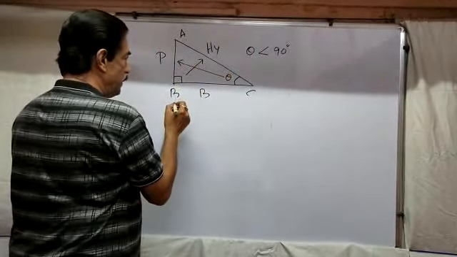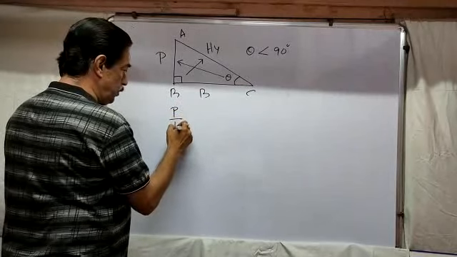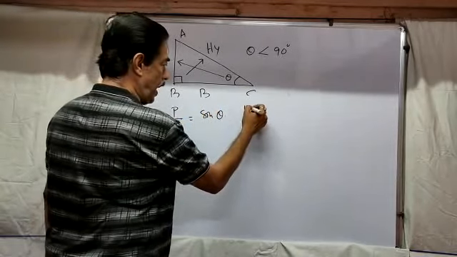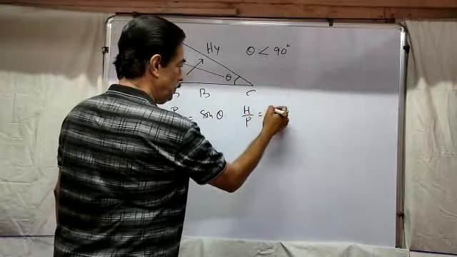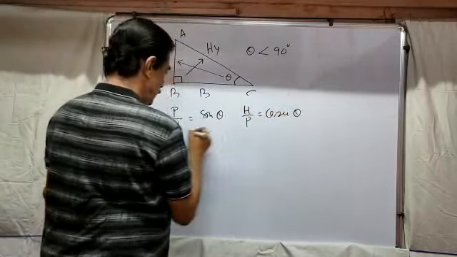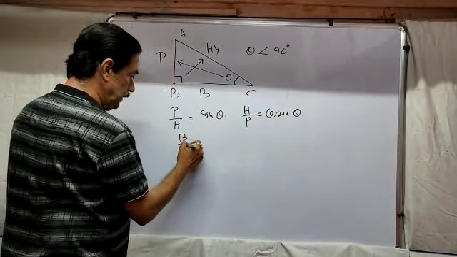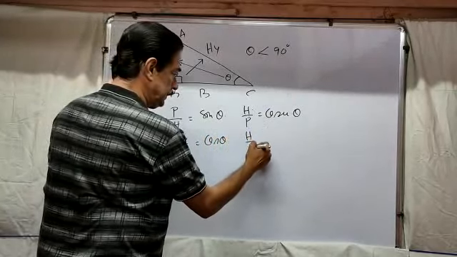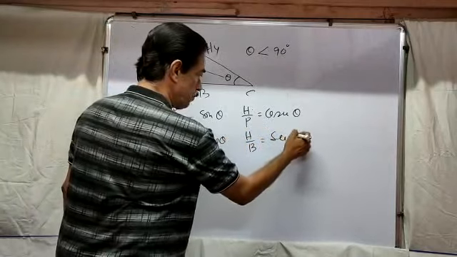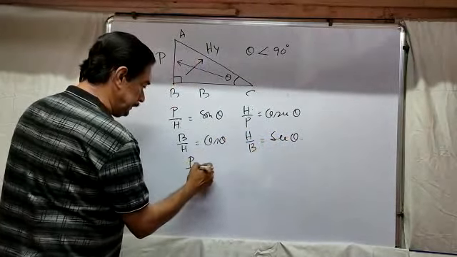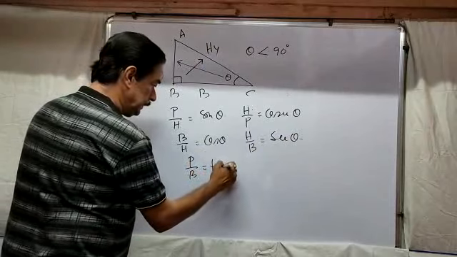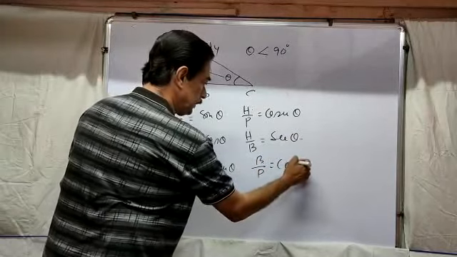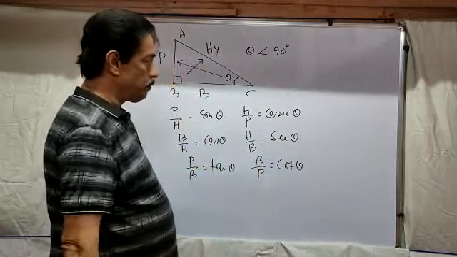Basic theory. Now, perpendicular by hypotenuse is equal to sine theta. Just reverse, hypotenuse by perpendicular will be equal to cosec theta. Second, base by hypotenuse is equal to cos theta. Now, hypotenuse by base equal to sec theta. Perpendicular by base equal to tan theta, and base by perpendicular equal to cot theta. This is your section 1.